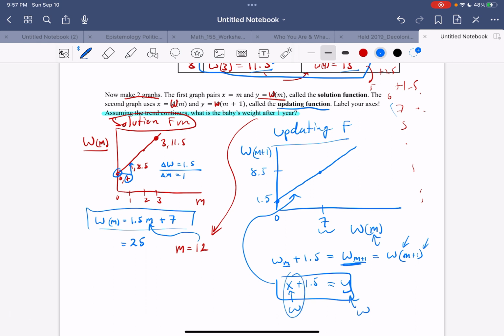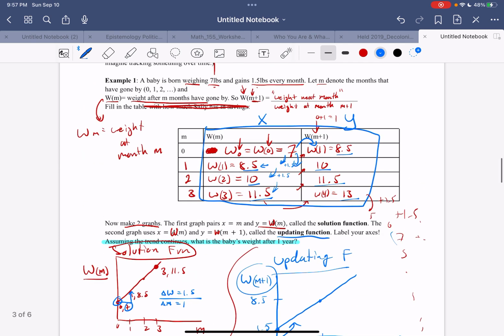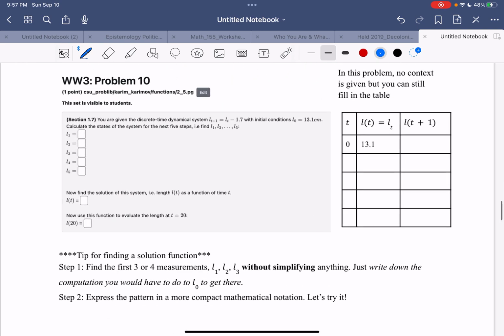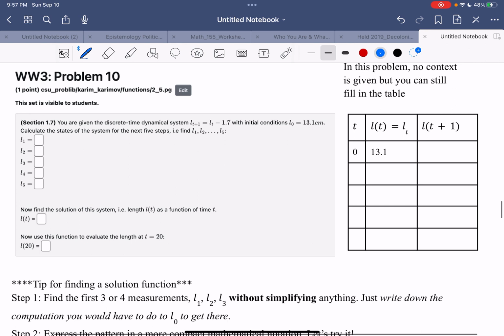And the input represents the weight at some month. And the output represents the weight 1 month later. Okay, so anyway, it's a little weird to think about, but I'm just going to introduce it now. All right, so here's a web work problem. It's the exact same idea.